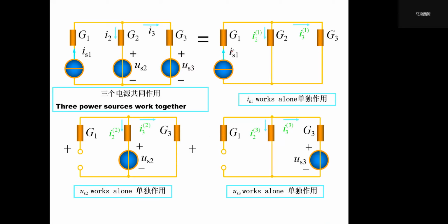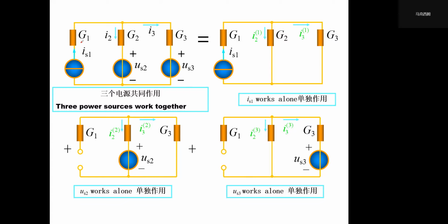The first one, only IS1 works, and we short-circuit US2 and US3. So we leave G2 and G3 here. This is the first one. The other one, we open-circuit the first branch, and we short-circuit US3, only leaving US2 here. And the third one, we only leave US3 here, short-circuit US2 and open-circuit IS1.